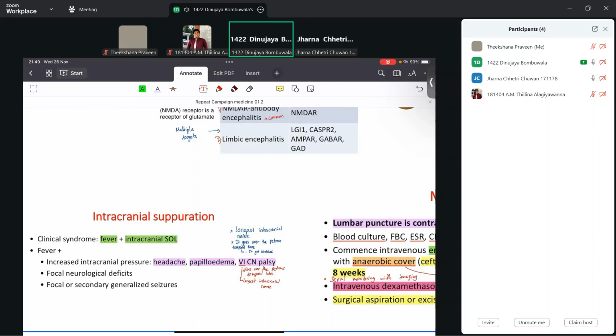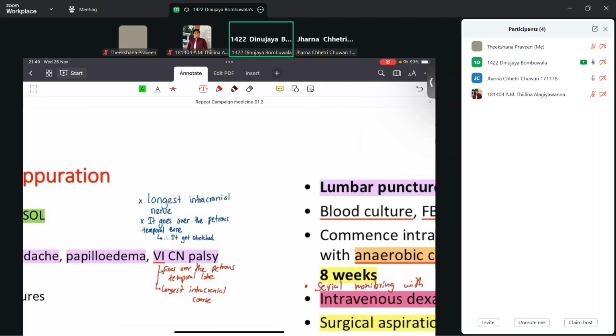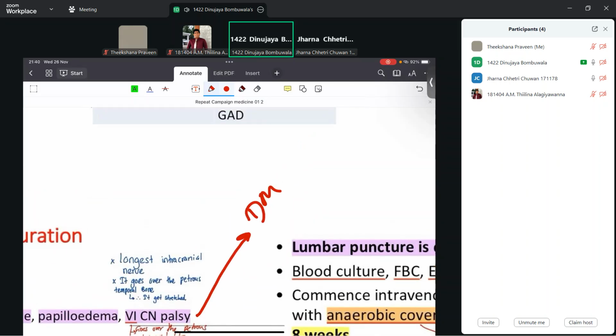So all those symptoms of increased ICP will be there: headache, papilledema, sixth cranial nerve palsy, which is a false localizing sign. I think you can remember this because if we get a sixth cranial nerve palsy in our short cases, isolated sixth cranial nerve palsy, there are actually two differential diagnoses: diabetes mellitus with diabetic mononeuropathy, or increased ICP.